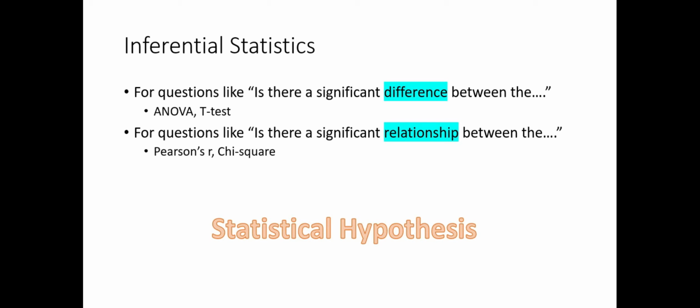And of course, these are the significant difference, significant relationship questions in your research objectives. These are the statistical hypotheses that you include in your research paper. So instead of saying, is there a significant difference? You can say, for a null hypothesis, there is no significant difference, or there is no significant relationship. And we try to accept or reject these statistical hypotheses.